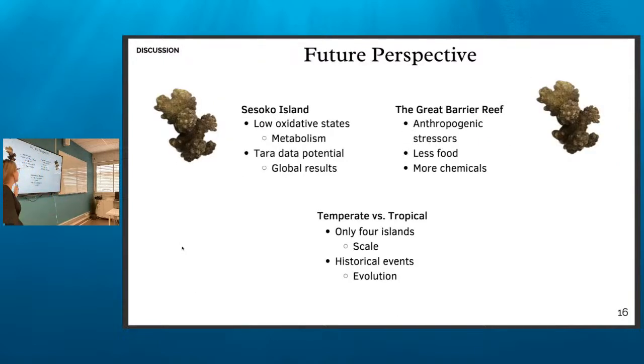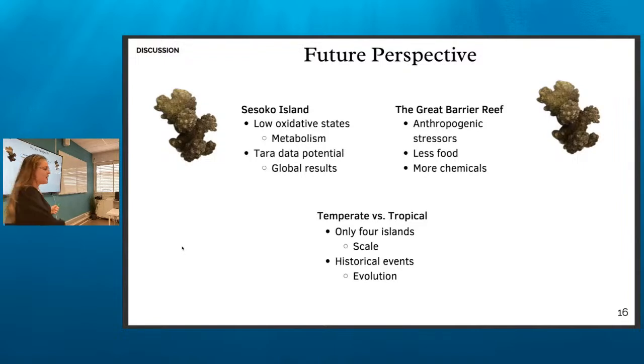Though the low oxidative state may be linked to metabolism, that is a broad assumption. The additional Tara data that is yet to be realized will help us make inferences about the possible low oxidative states in Sissoko. Once the global results are produced, we can make inferences based on the contextual and physical data. For the Great Barrier Reef, it's important to consider the possible higher amounts of anthropogenic stressors and the lack of variation in temperature, which could ultimately amount to less food availability and nutrients in the environment, and more pollutant runoffs.